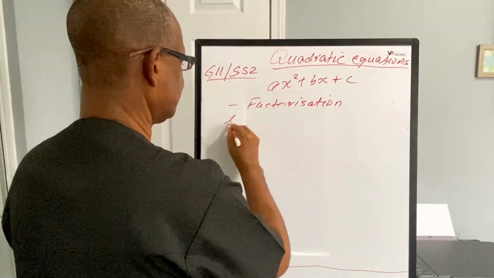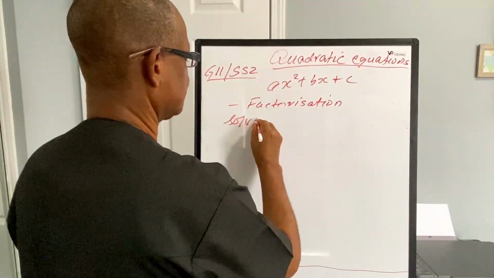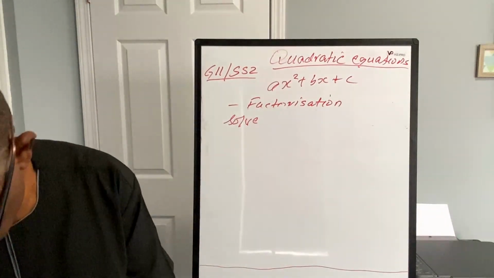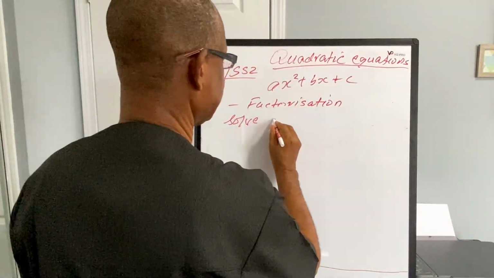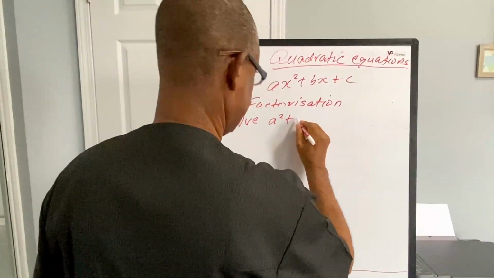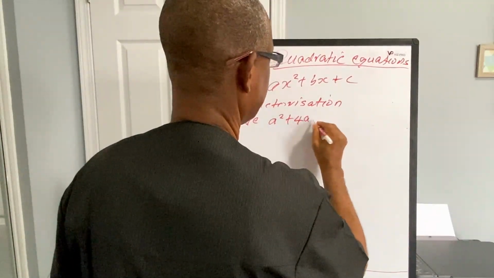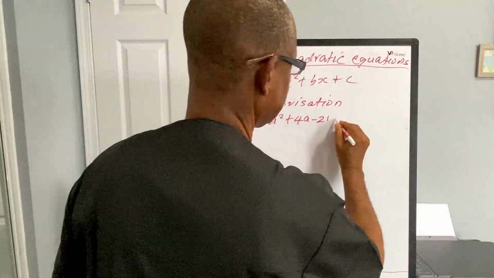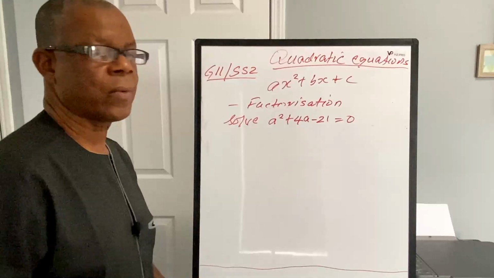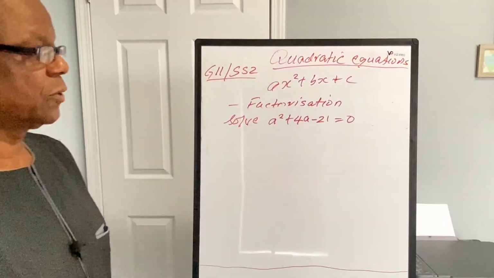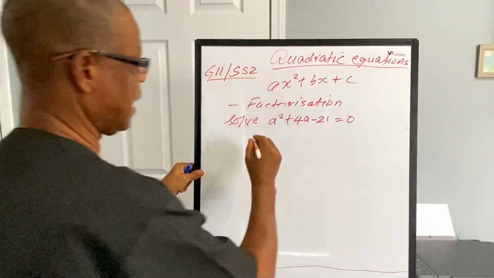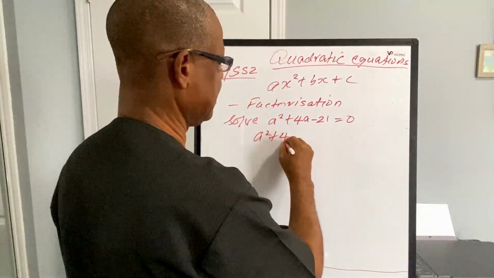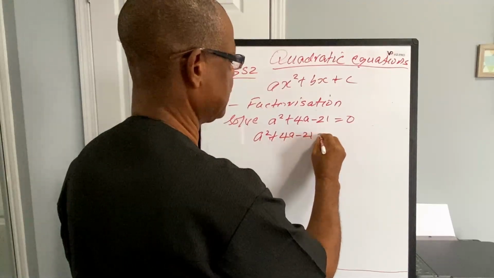So solve the equation which we did use before, a squared plus 4a minus 21, and that will be equals to 0 when we are solving. So we solve this. We have our question, a squared plus 4a minus 21 equals to 0.